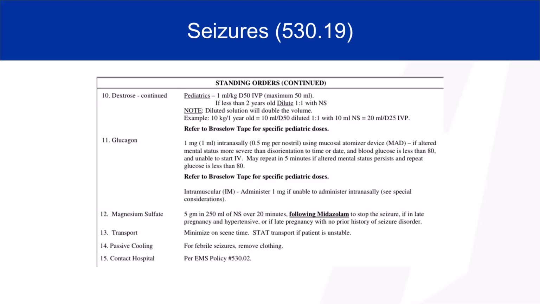Magnesium sulfate is given in 5 grams in 250 mLs of normal saline over 20 minutes following midazolam to stop the seizure, if in late pregnancy and hypertension or late pregnancy with no prior history of seizure disorder. Transport and minimize on-scene time. Stat transport if the patient is unstable.